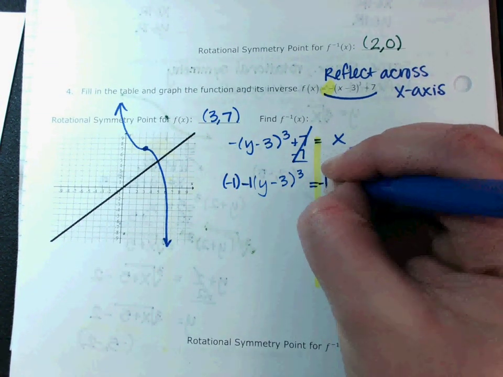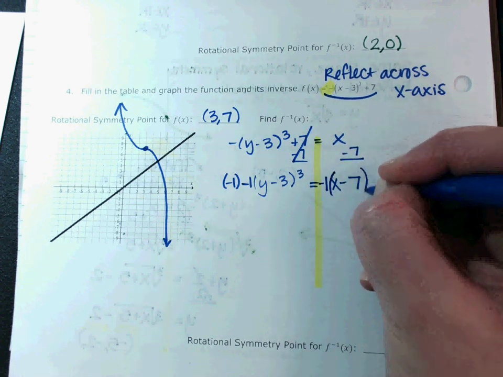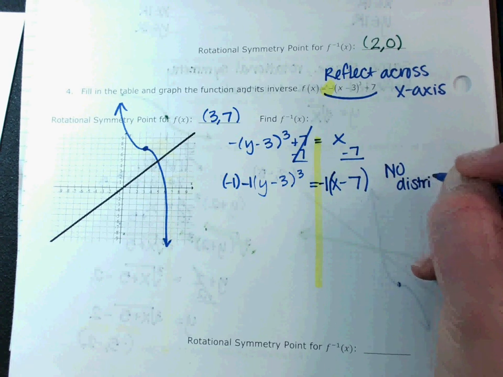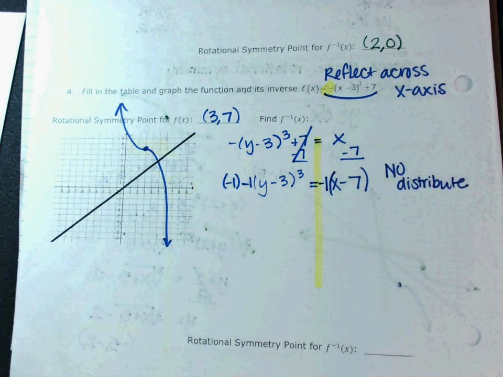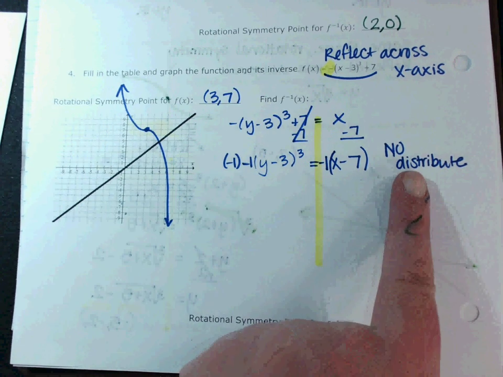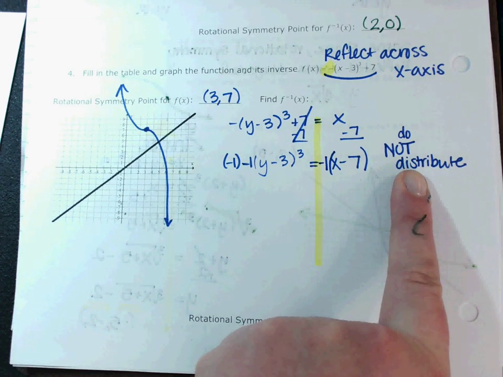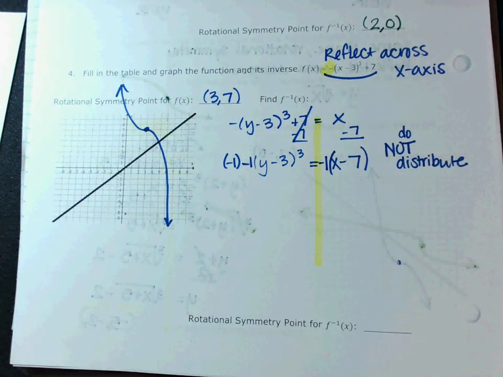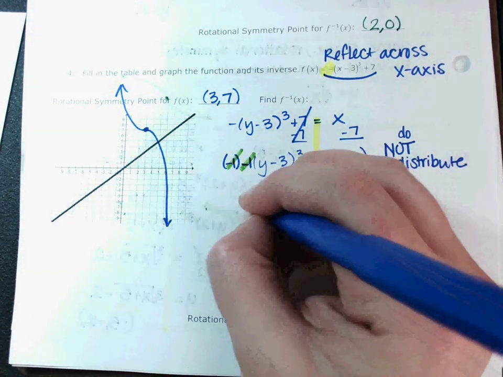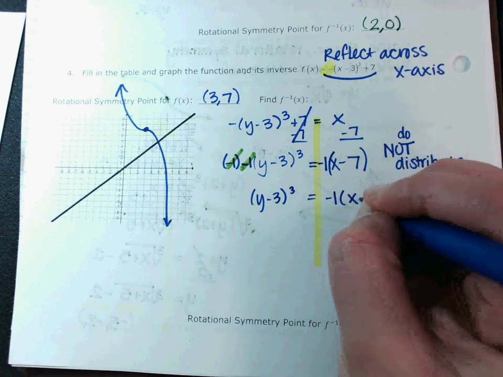I have to put a minus 1 here, and I want you to group this in parentheses but you are not going to distribute. The reason why is because when you're graphing, you want to have the x with the minus 7. So, I guess I should write do not distribute. Okay? So, these guys still cross out. So, now it's just a y minus 3 inside parentheses cubed. And now it's a negative 1 x minus 7.